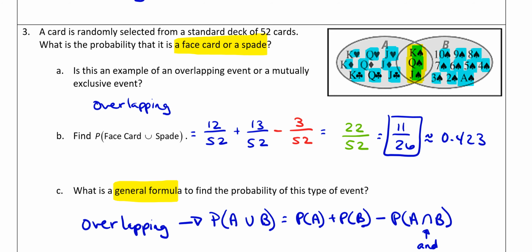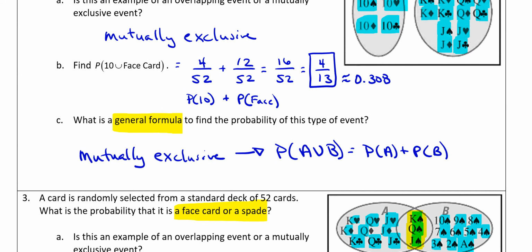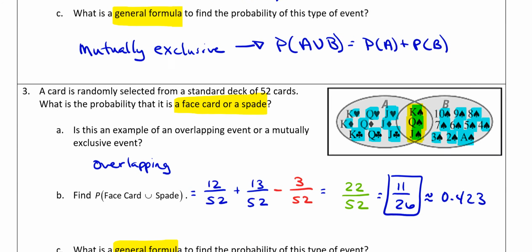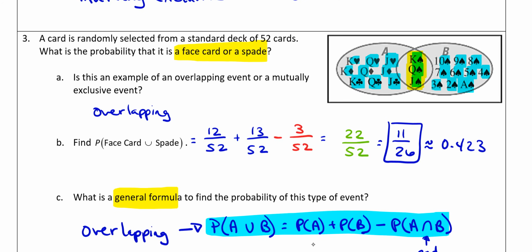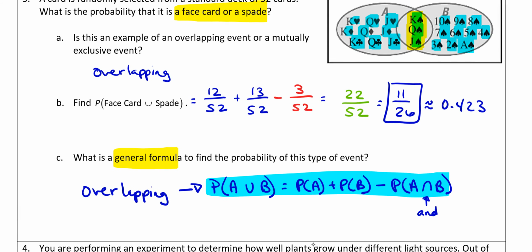Now, really, you can think of this as your one formula right here. This is perfectly acceptable because if it's not overlapping, they have 0 of an and. So you could just say P of A plus P of B minus 0. Okay, so if it's mutually exclusive, you could still use this formula, but you would put 0 in for the and.